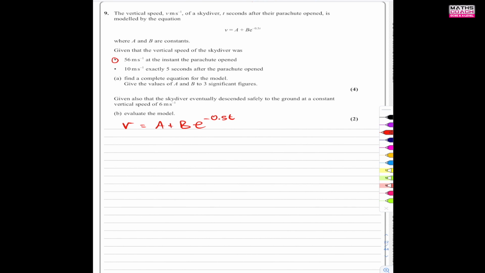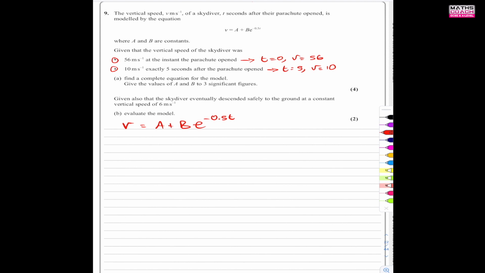The first bullet point tells us that the speed is 56 at the instant the parachute opens. So that means that when t equals 0, v has to equal 56. The second bullet point gives us the speed 5 seconds after the parachute opens. So when t equals 5, v equals 10.